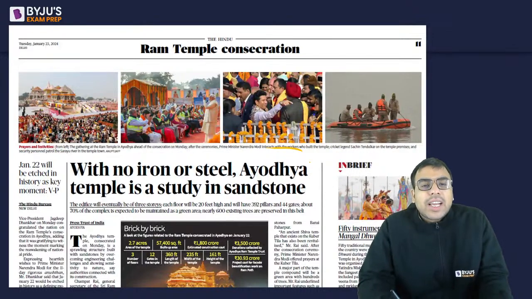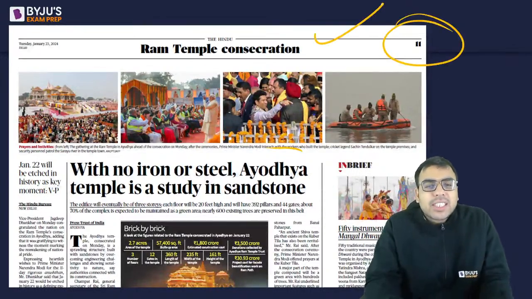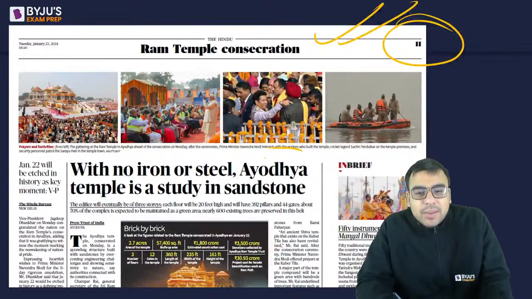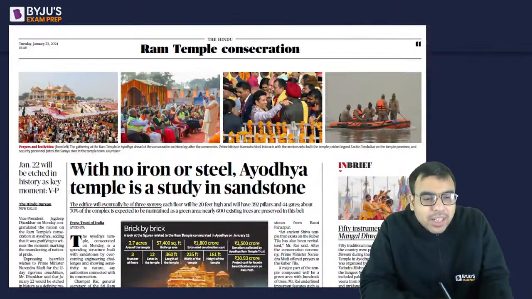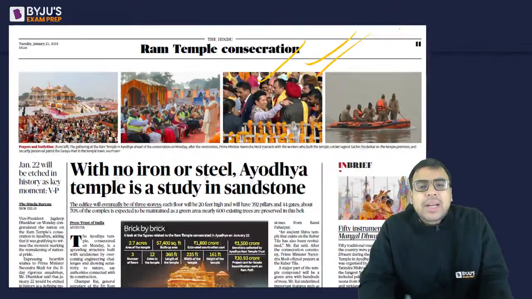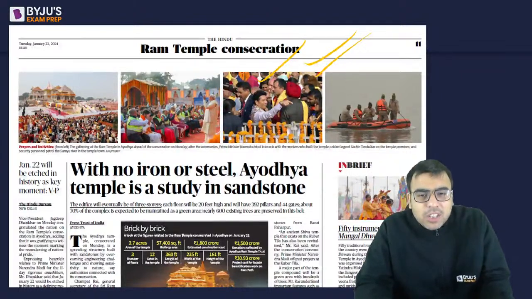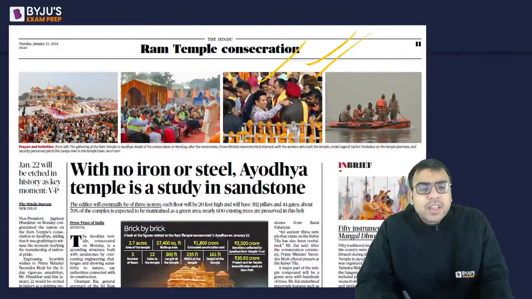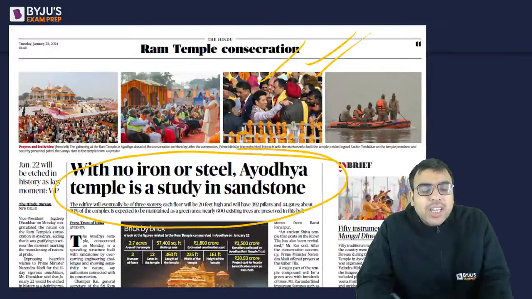Now the next one is in page 11, Ram temple consecration ceremony. There was a dedicated page where actually many people were invited. Sachin Tendulkar, many celebrities were invited. Many former judges were also present and all. I hope you are aware. So with no iron or steel, Ayodhya temple is a study in sandstone. So please go and read about it.